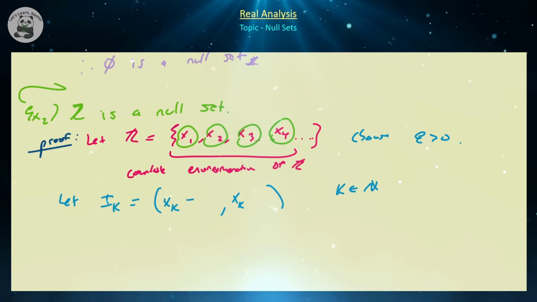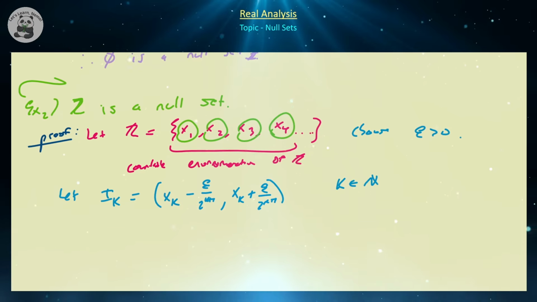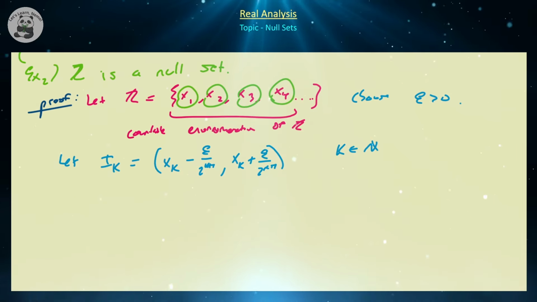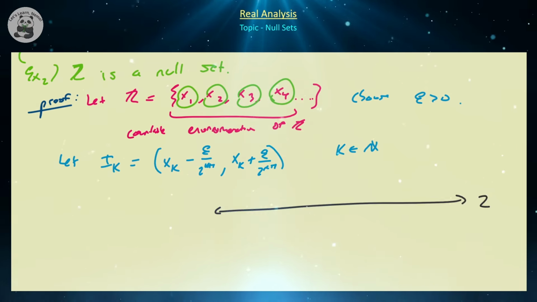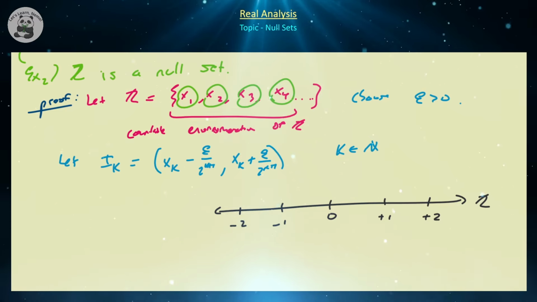And the radius of it is going to be chosen to be epsilon over 2^(k+1). So what exactly am I doing here? I'm looking at all of my integers, right? So here's my integers. Here's 0, here's -1, here's +1, doesn't really matter, -2, +2, and I'm just building intervals around them.